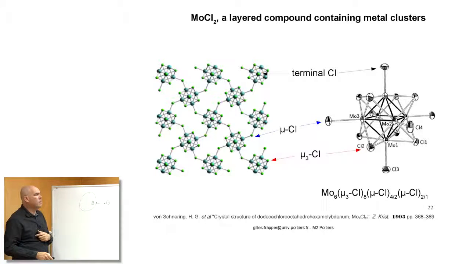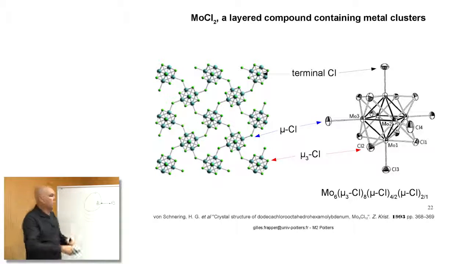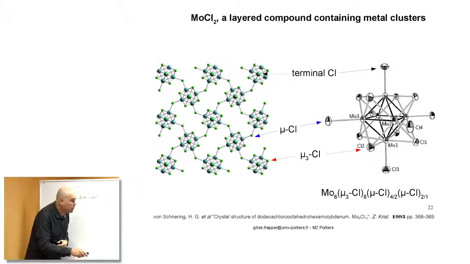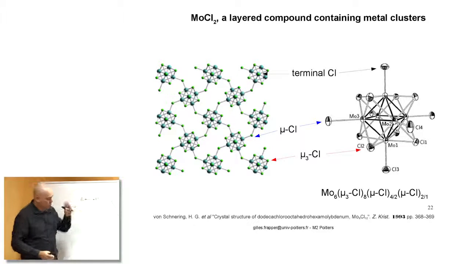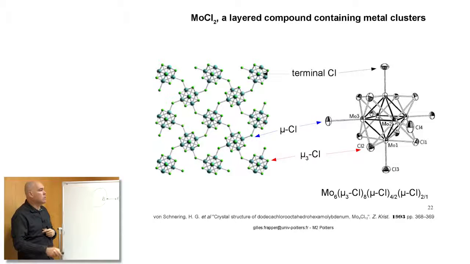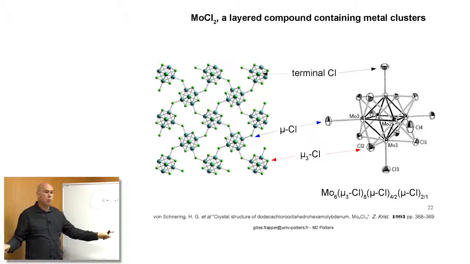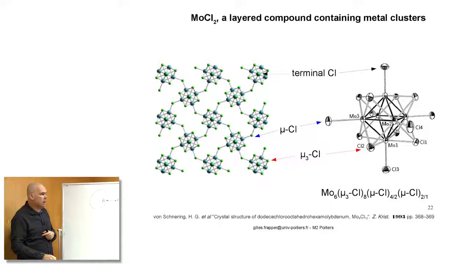You remember, mu means that Cl bridges two molybdenum atoms in this case. And the last one is mu 3 Cl. So Cl sits in a ternary site on a triangle. You see here, you have a triangle, and above the triangle you put a chlorine atom. So it's a mu 3 atom. Okay? So you may write this cluster as Mo6, mu 3 Cl8, mu Cl4 divided by 2, because this chlorine is shared by two clusters, and Cl2 divided by 1 because it's a terminal chlorine.